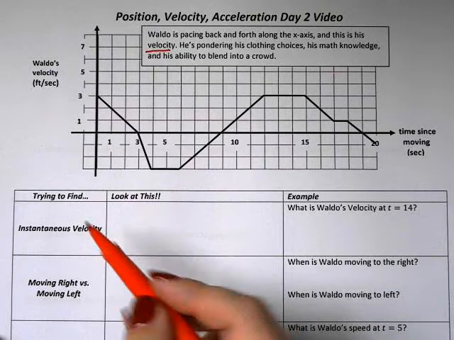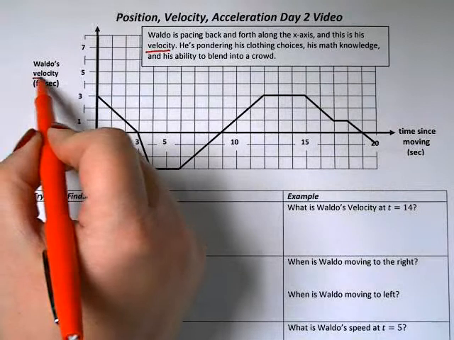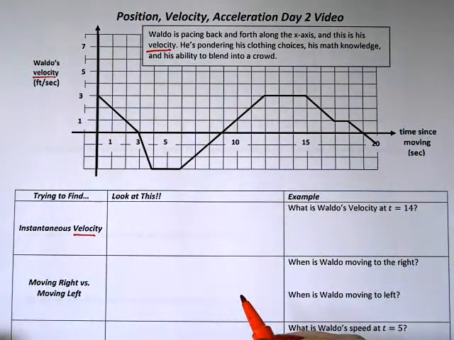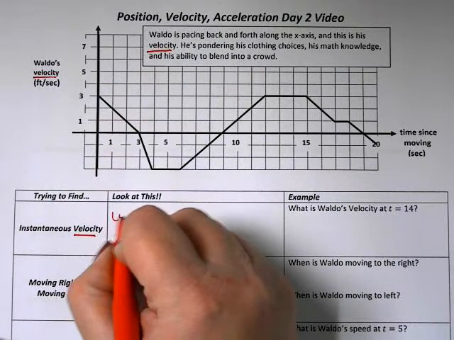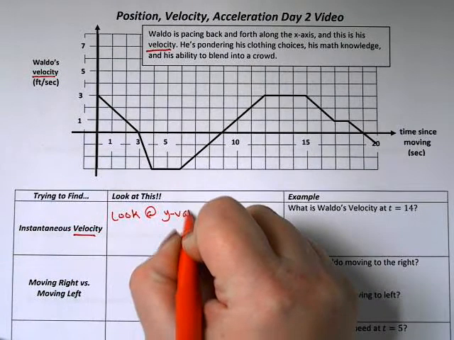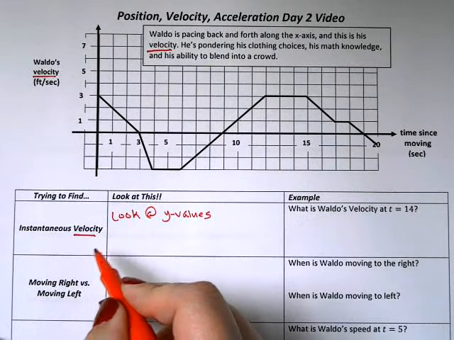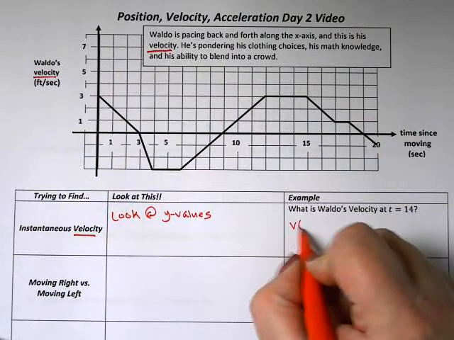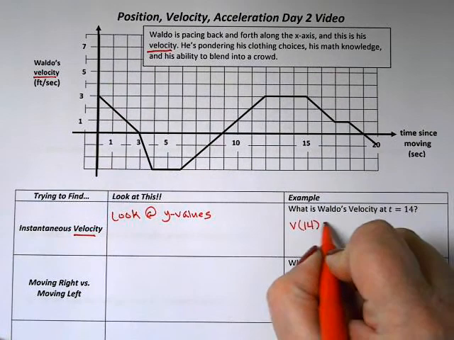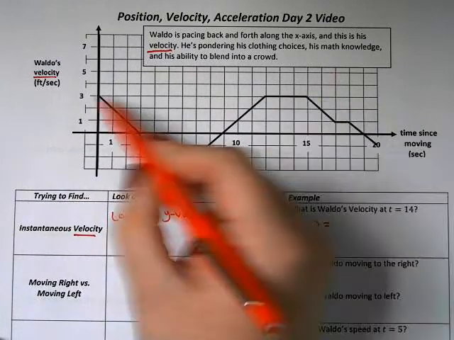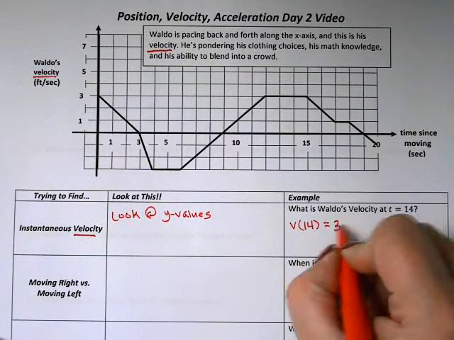So let's see, instantaneous velocity. Well, we're given the graph of velocity, so all I have to do to find an instantaneous velocity is look at the y values. It's nothing special here because we were given the velocity function. So if I want Waldo's velocity at t equals 14, that just means what's the function value at 14. If I go over to 14, I can go up and see that he has a velocity of 3 feet per second.